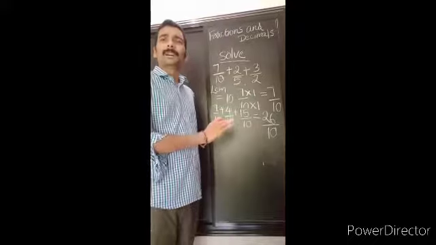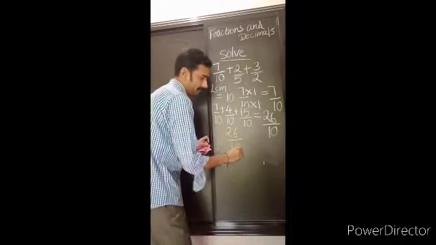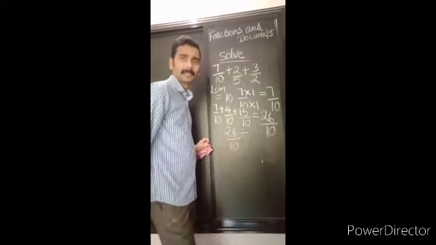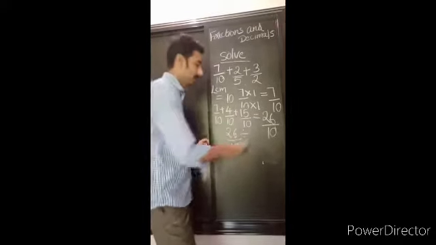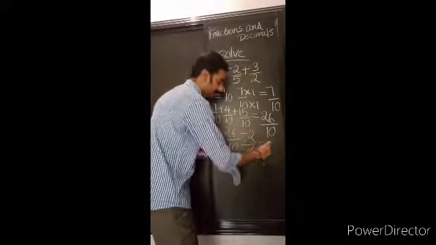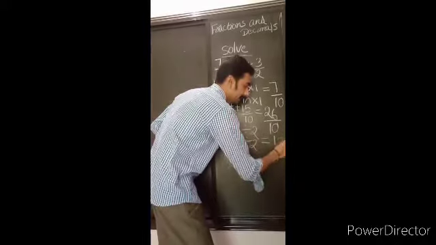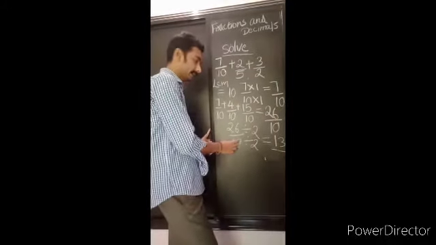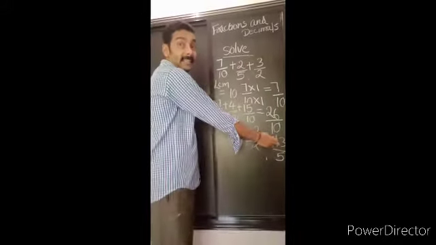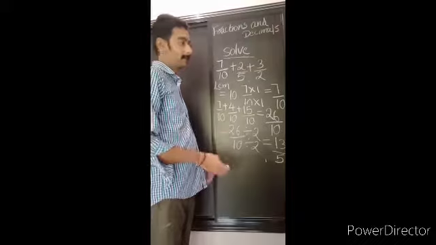Then we convert it into the lowest form. 26 by 10 converted into the simplest form. 26 and 10 have a common factor, divided by 2. 26 divided by 2 is 13, 10 divided by 2 is 5. The answer is 13 by 5. Okay. Clear? Okay.